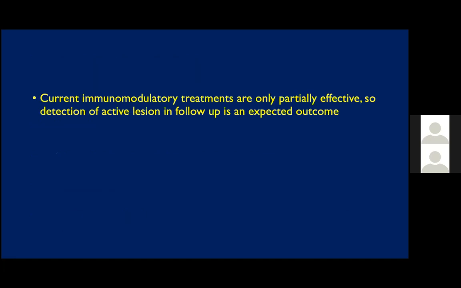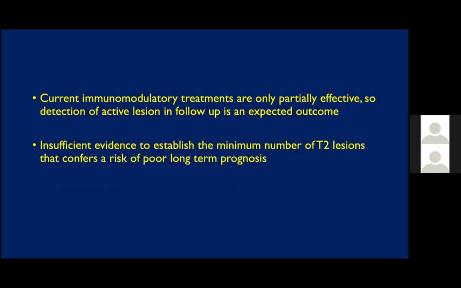Why is MRI imaging important again? Because current immunomodulatory treatments are only partially effective. So detection of any active lesion in the follow-up is important. And there is insufficient evidence to establish a minimum number of T2 lesions that can confer a poor long-term prognosis. So we don't know exactly at this time how many lesions should be present in the baseline imaging scan to predict the poor outcome.